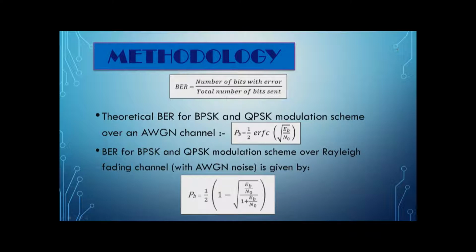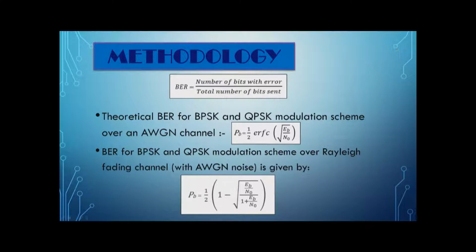For the methodology, as we all know, the bit error rate is the number of bits with error divided by the total number of bits that have been received or transmitted. Theoretically, the BER for the BPSK and QPSK modulation schemes over the AWGN is 1/2 erfc of the square root of Eb over N naught.